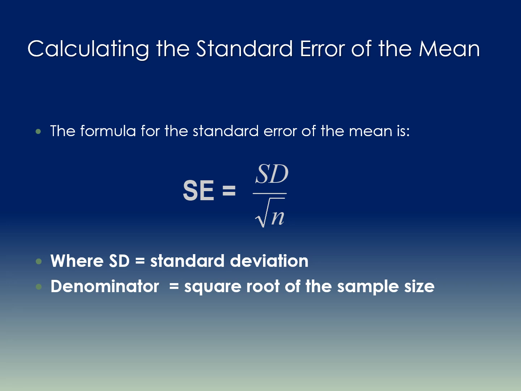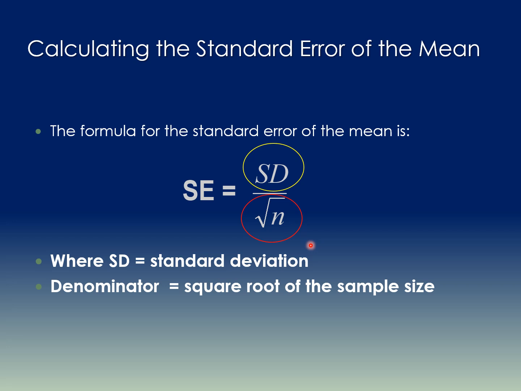Here's the math side of things, and it's actually not that bad. It's just simply another fraction. So on the left-hand side here, we have our standard error, and to calculate our standard error, it's pretty simple. We take our standard deviation from our sample and divide it by the square root of the sample size.